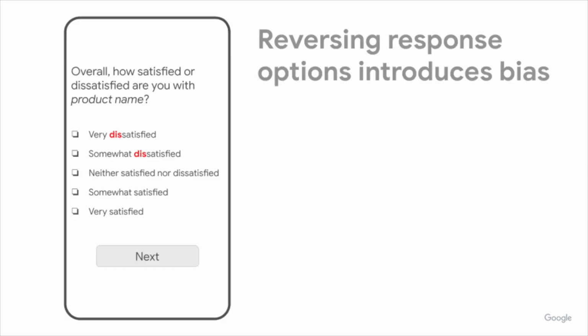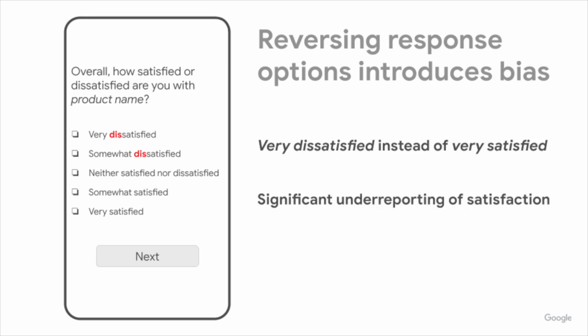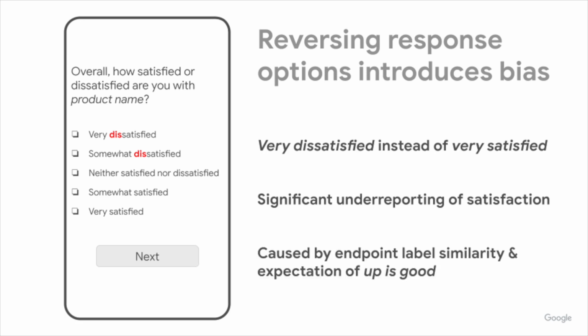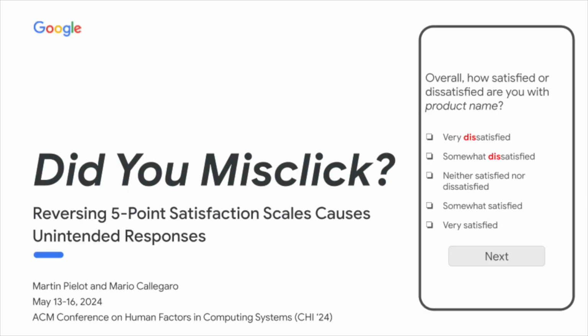To summarize, reversing the response options in a canonical satisfaction survey led to a significant bias in the responses. A notable fraction of respondents selected very dissatisfied when in fact they were very satisfied. As a consequence, satisfaction surveys with reversed response options may significantly underreport the level of satisfaction and cause major misinvestment of resources. The open-ended feedback indicates that the similarity of the endpoint labels was one of the key reasons this happened. We do not expect this effect to occur in survey questions where the endpoints are not that easy to confuse.